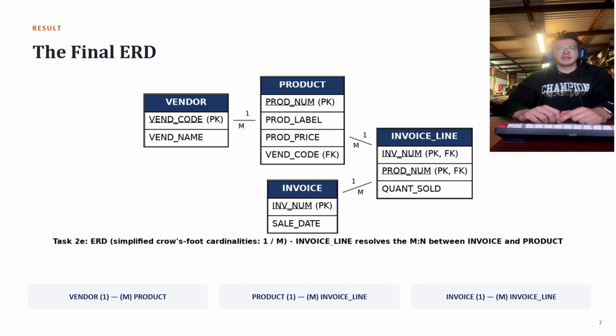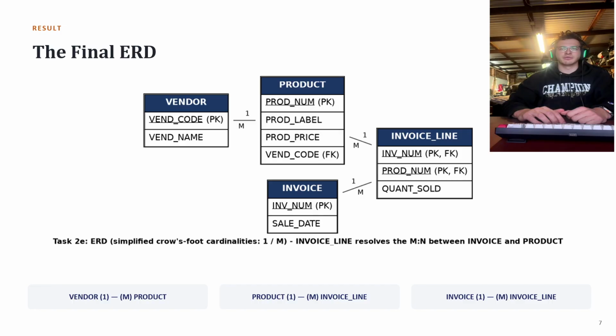So the final ERD has 4 entities: vendor, product, invoice, and invoice line, connected by 3 one-to-many relationships. It's a fairly clean structure, and it's a good example of how normalization can surface a table like invoice line that wasn't obvious in the original flat data, but is essential once you think through the actual dependencies.